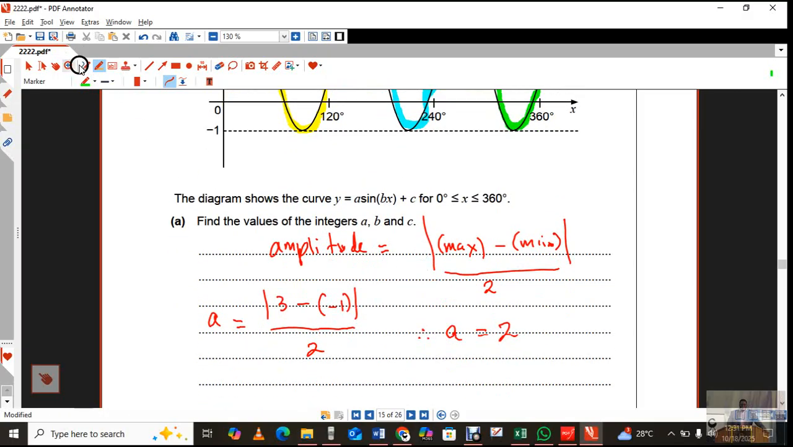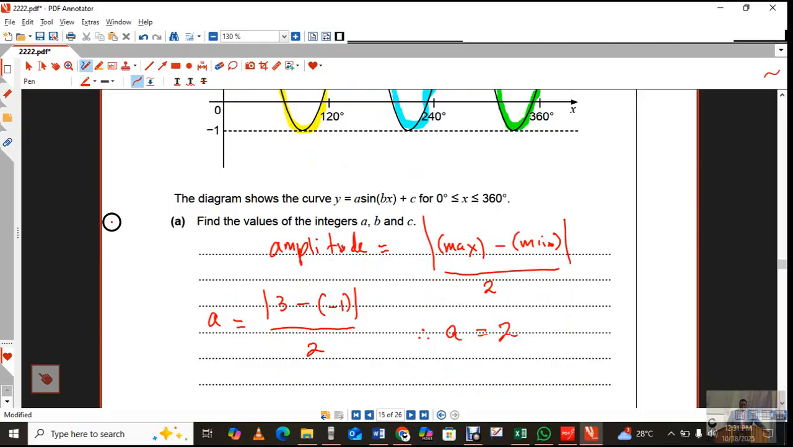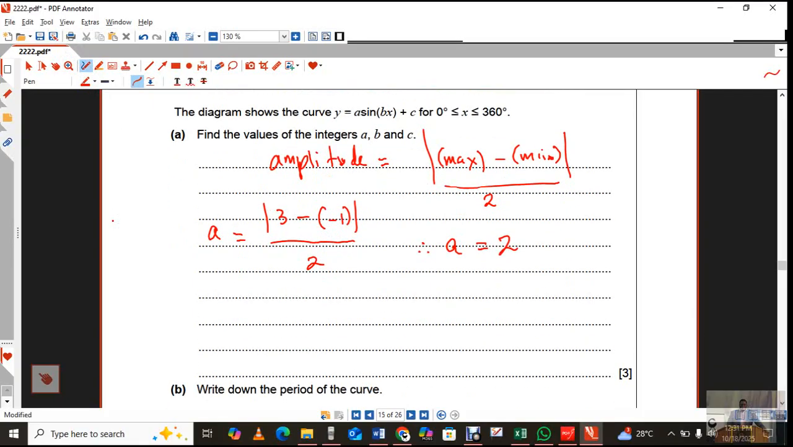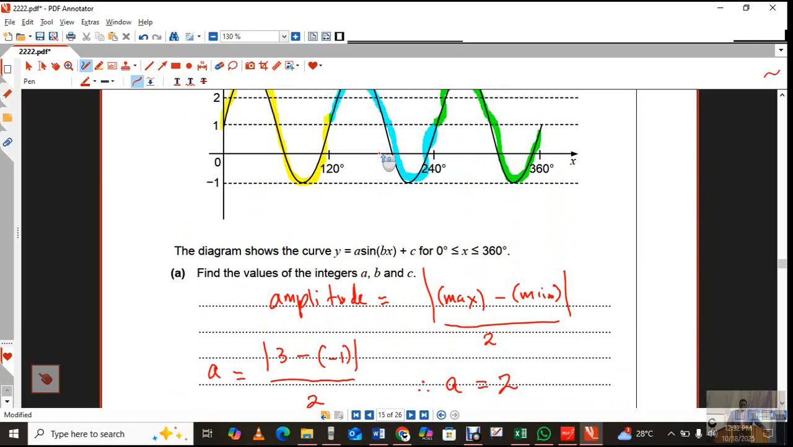Or you can say that since you know that the sine graph repeats itself after every 360 degrees, then B would be 360 degrees divided by 120, which is equal to 3, because there are 3 of those cycles in there.